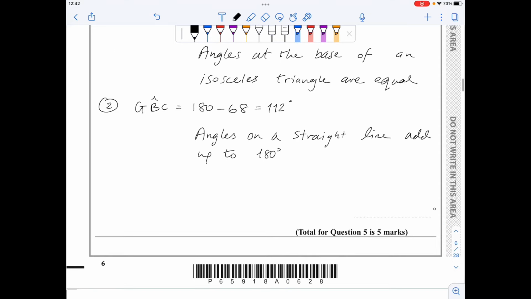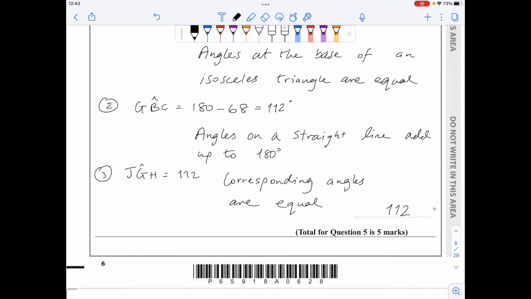And finally, step number 3, angle JGH is equal to 112 because corresponding angles are equal. So final answer, 112 degrees.